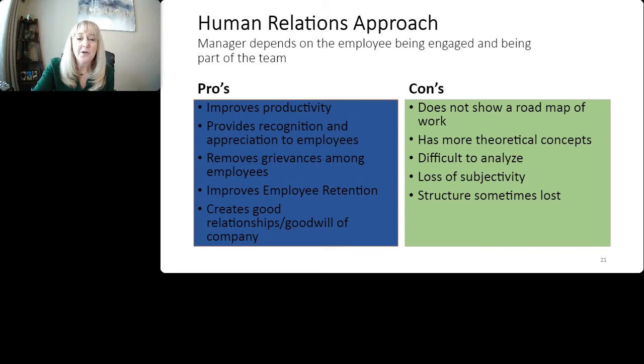So although your employees may love you and they think that you're awesome, the people that you report to may want to know the numbers. They want to know the facts. How are you going to get to where that is? So you really have to balance the two approaches.